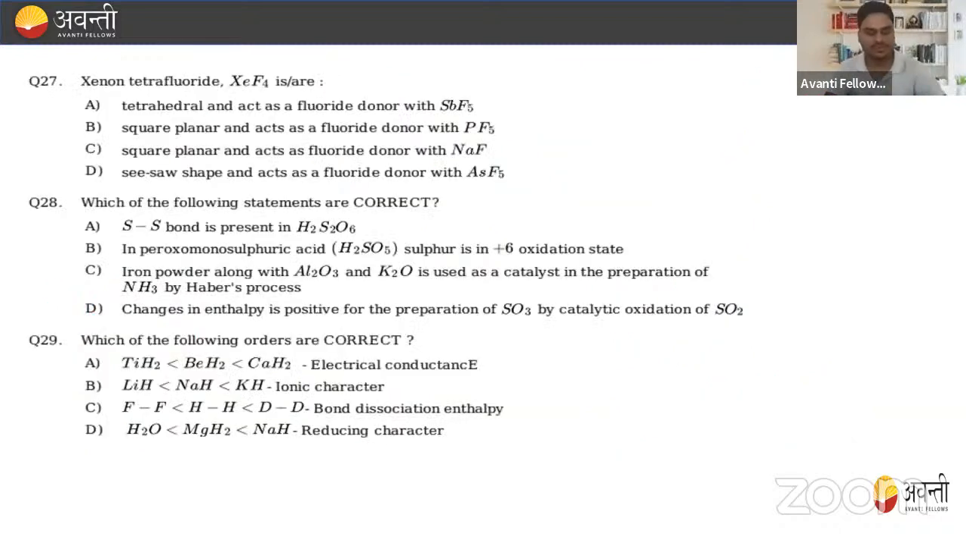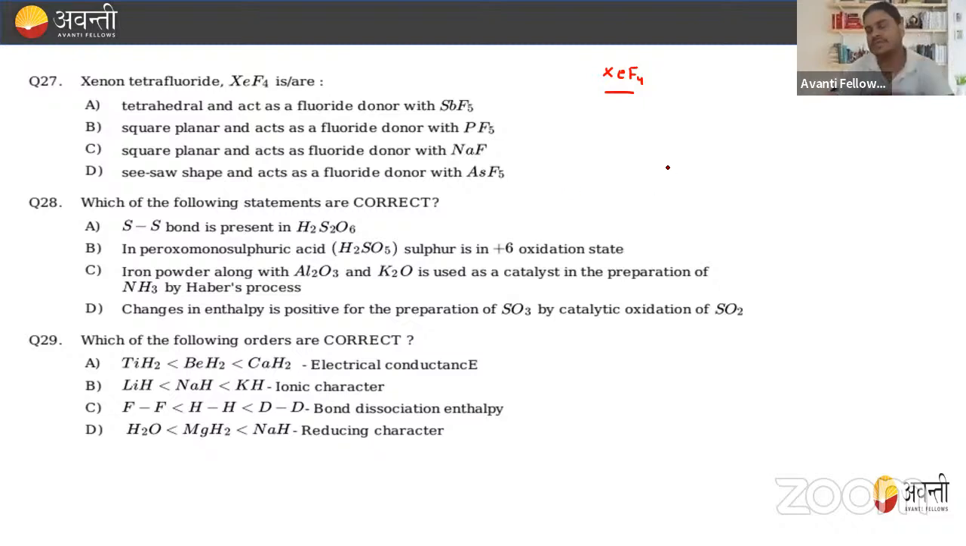Okay, good. Now move to the next question. Yes, that is xenon tetrafluoride, that is XeF4. So XeF4 is tetrahedral and acts as a fluorine donor with SbF5.